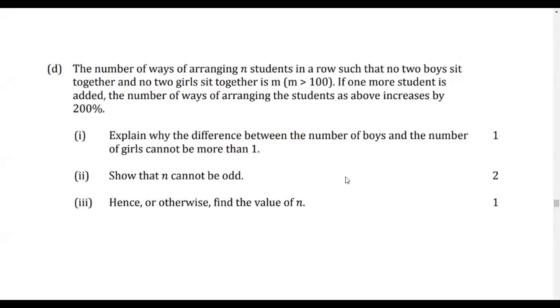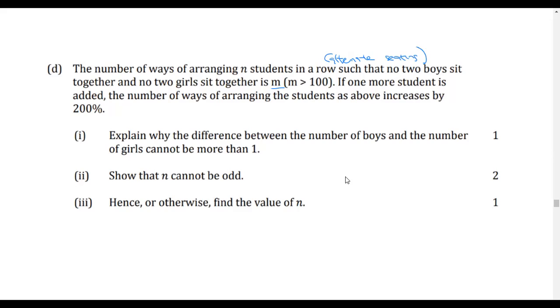So we've got a perms and coms question over here that we might need to do a little bit of thinking about. So let's read the question very carefully and consider what they might mean. You have the number of ways of arranging n students in a row such that no two boys sit together and no two girls sit together is m. So m is some number representing the number of arrangements. And another way to express this is that you've got alternate seating between the boys and girls.